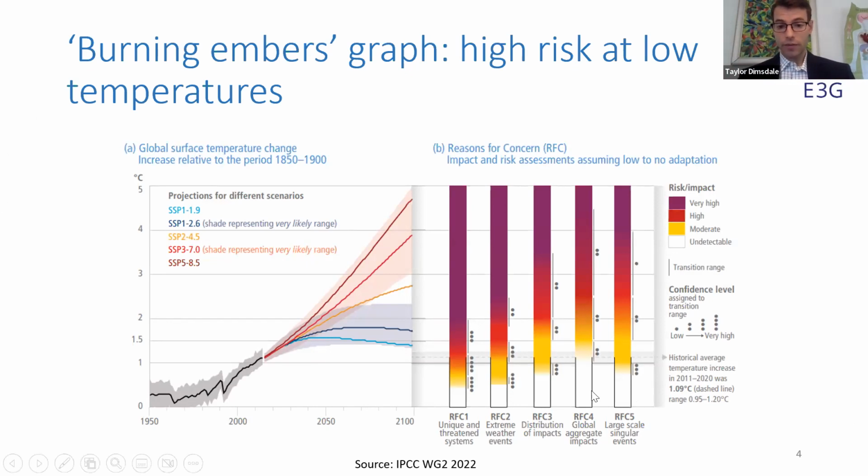So you can see the first bar, RFC1, which is unique and threatened systems. That's things like coral reefs, for example, or glaciers. Even at 1 degree, which is where we are now, the risk is already high. And certainly as you pass 1.5 degrees, which we are getting pretty close to, it's very high. It's a similar story for extreme weather events, which is the second bar from the left. At 1 degree, you're starting to get into the high risk. And certainly as you approach 2, you're at a very high risk. So it's just to put in context the level of risk and where that falls in terms of temperature thresholds.